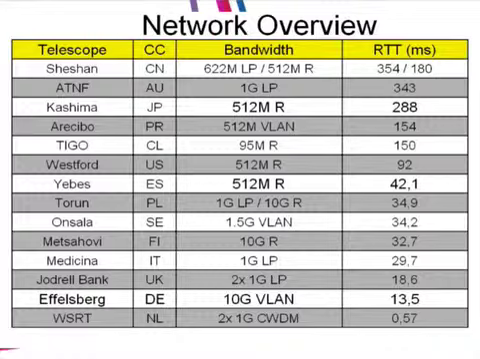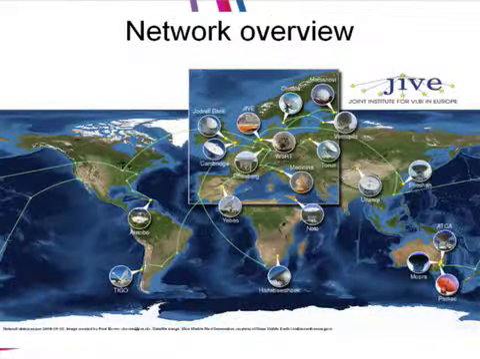Well, I'm not going to go through this whole slide with you, of course, but some things to note is, for instance, from Effelsberg, we have a 10 gigabit connection, which we share with the LOFAR radio astronomy project. And at the top, Shanghai, Sheshan, we have both a route over TEIN2 and over a light path, and I'll show you in this slide.